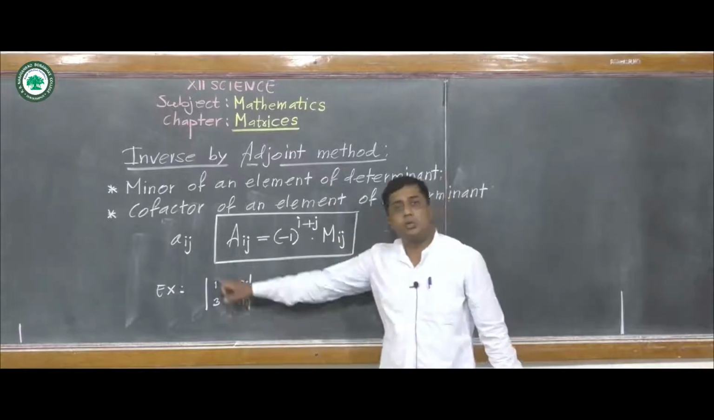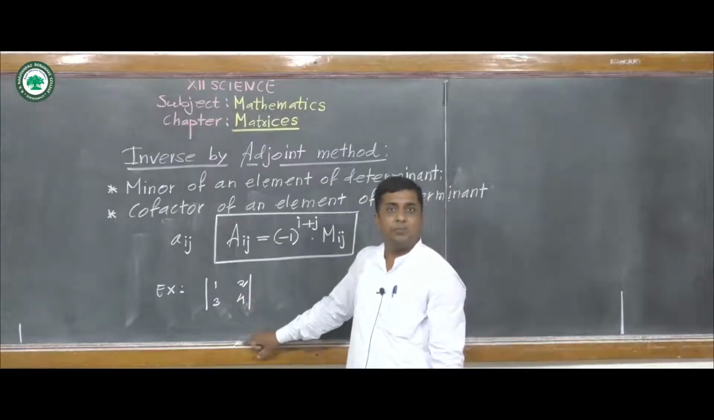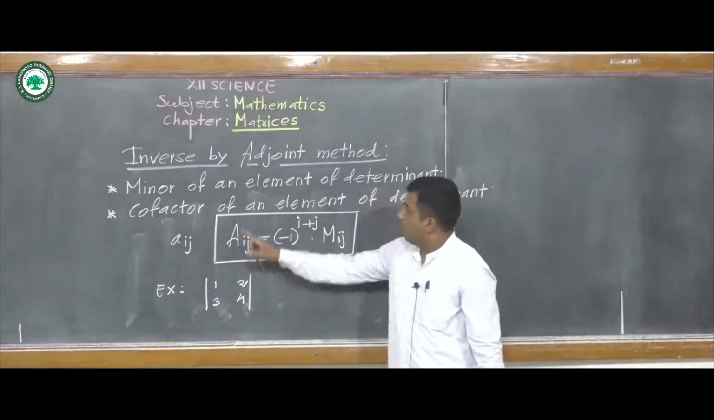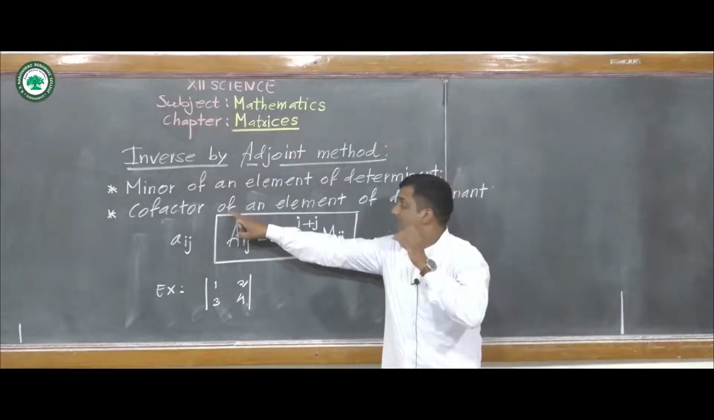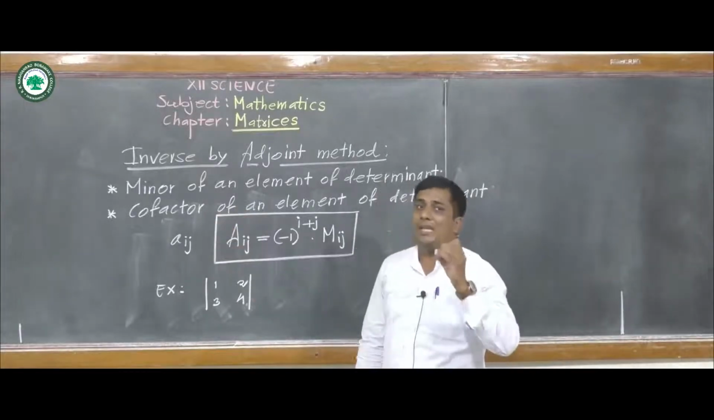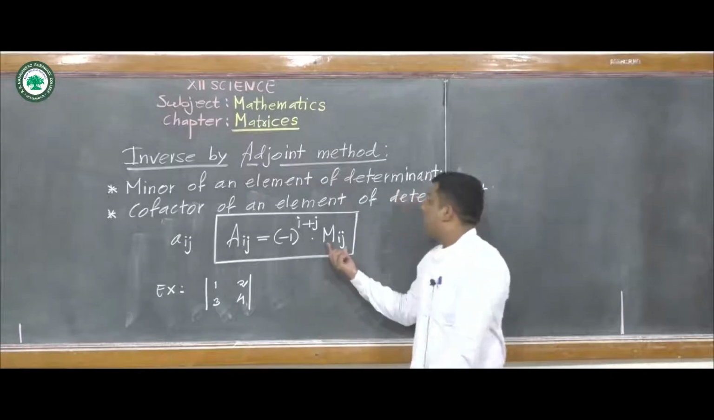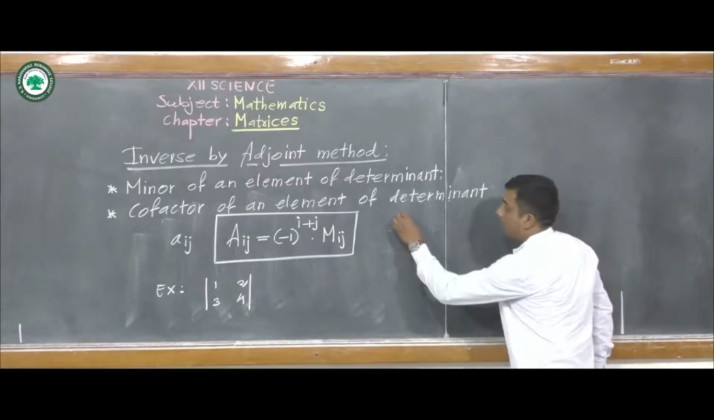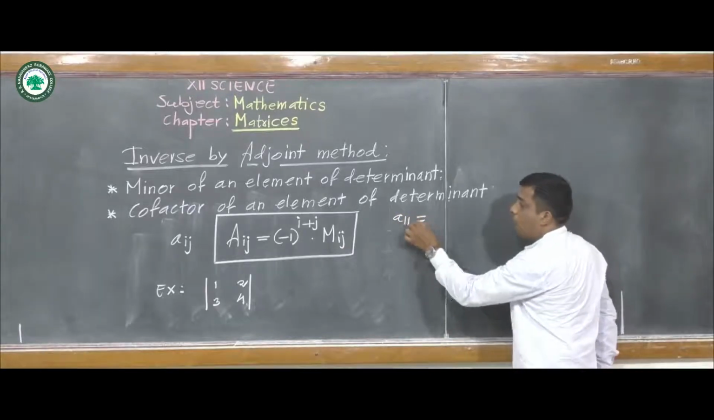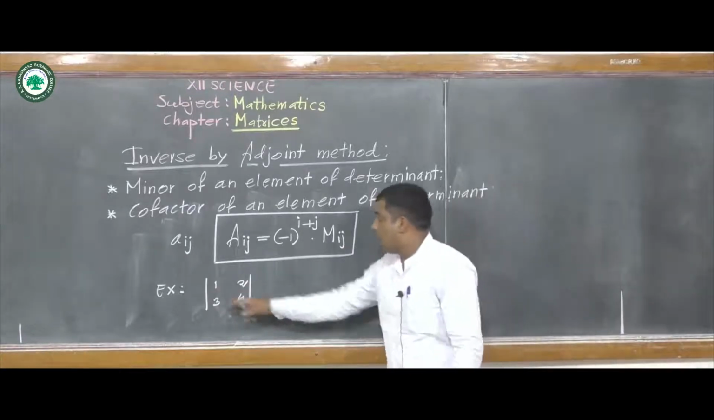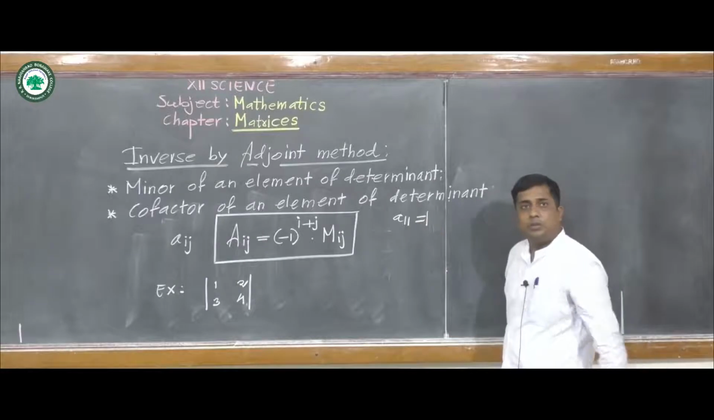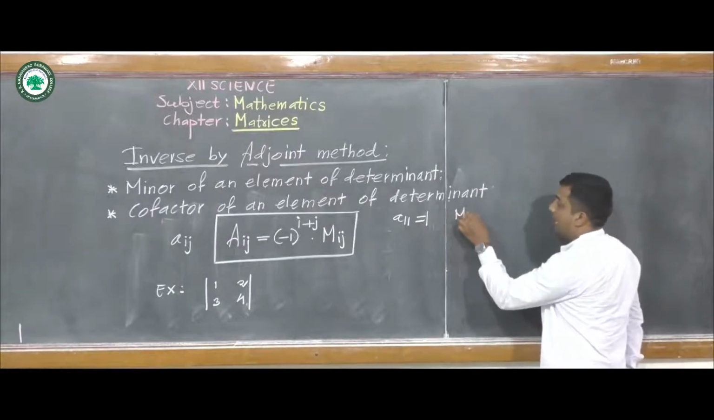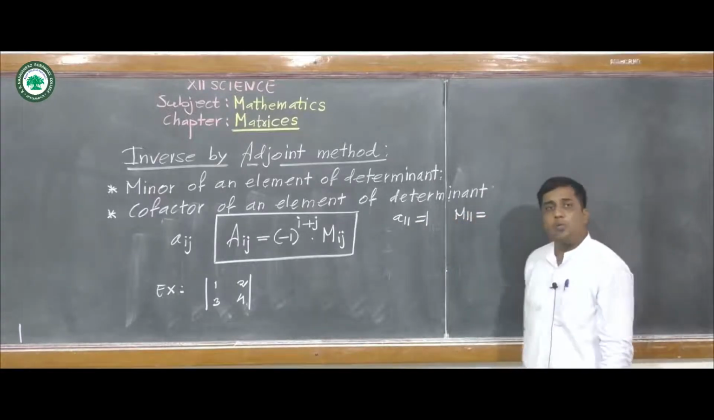Here we consider 2 rows and 2 columns. Before we go with the cofactors of each element, we have to find the minor of each element. Here the first element is A of 1, 1. Here A of 1, 1 is 1. Then we find the minor of that element, M of 1, 1.